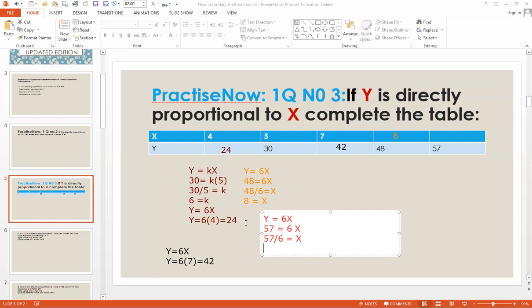Now we have to divide 57 by 6. 57 divided by 6, and the answer is 9.5. So 9.5 is equal to x, and I have to put it here. When y is equal to 57, what is the value of x? That is 9.5. So I have to put it here.